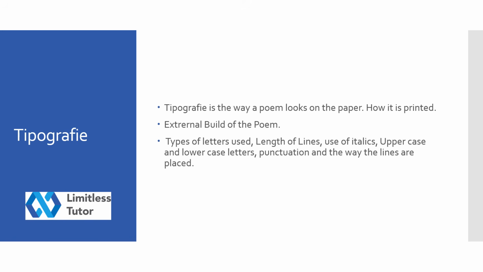Okay, typography. Typography is the way that a poem looks on paper. It's how it is printed or how it's typed. Okay, it's the external build of the poem. Types of letters used, the length of lines, if we used italics, if we used uppercase or lowercase letters, the punctuation, and the way the lines are placed on the paper. That is all called typography.